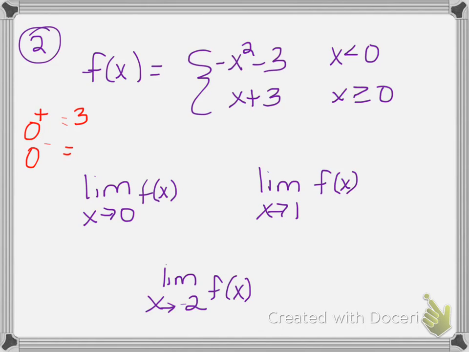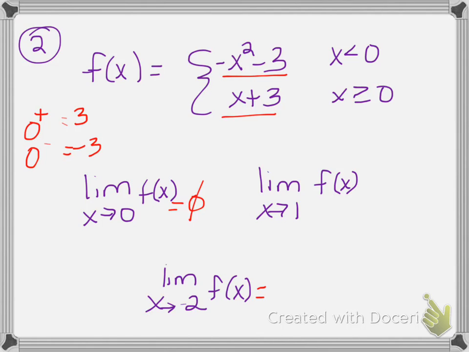I said 0 from the right. And then 0 from the left would be the first one, and you're just plugging in a 0. Notice that 0 from the right and 0 from the left are different. That means that they do not connect, which means that the limit as you approach 0 is undefined. So basically you're just trying to figure out with these piecewise functions if they connect or if they don't.